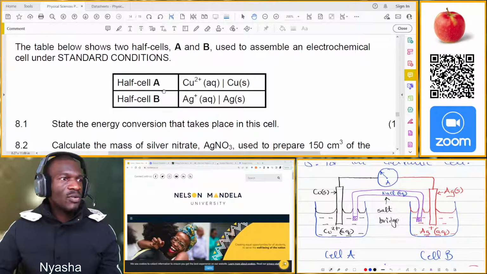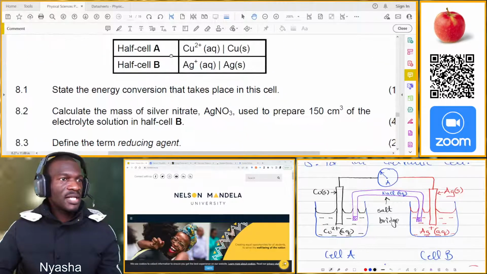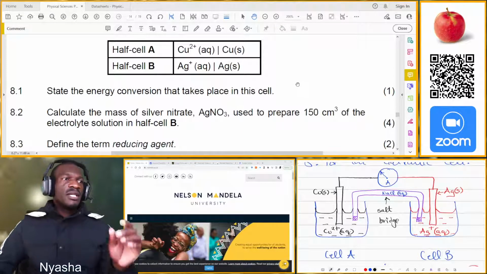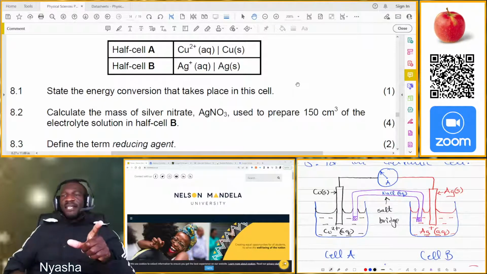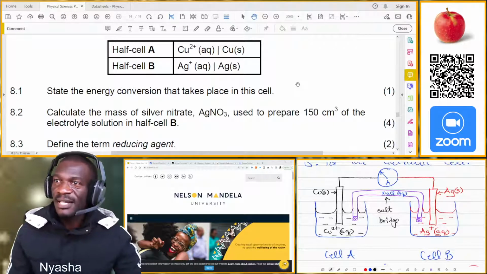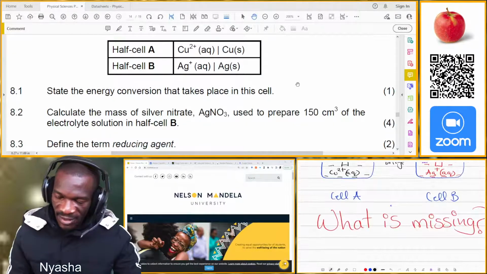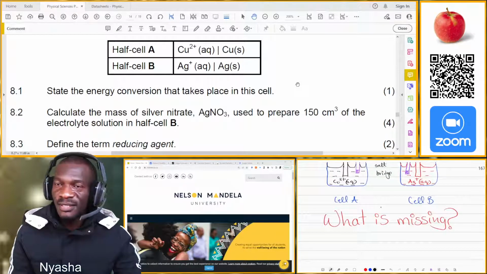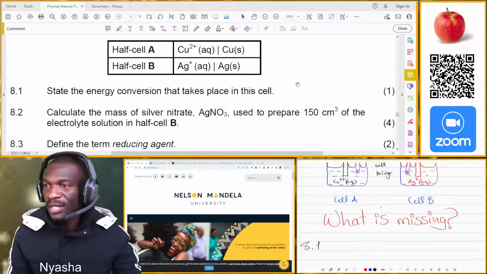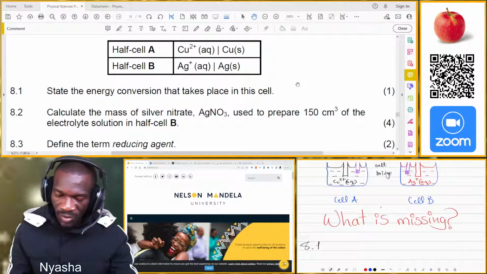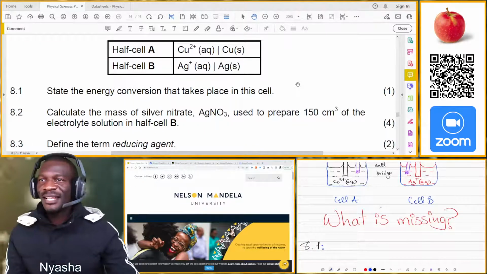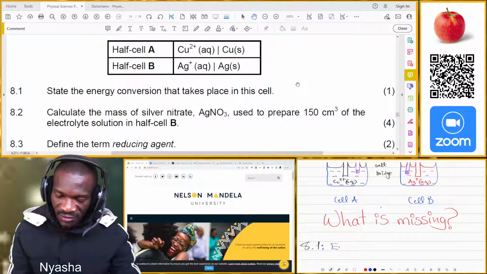So the next question, the first question actually, according to this set, reads as follows. State the energy conversion that takes place in this cell. That's our first question, question 8.1. So for question 8.1, what is the energy chain? What is the energy conversion?